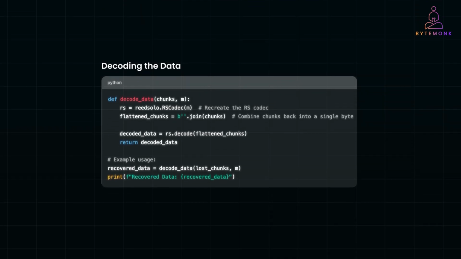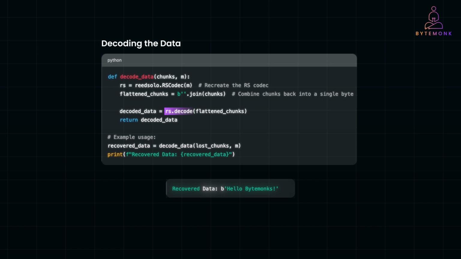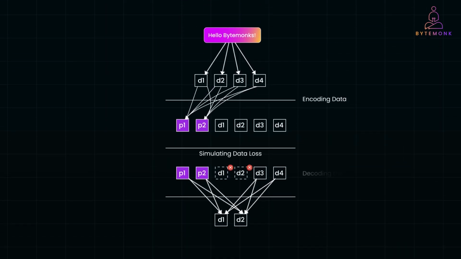Now, let's recover the original data using the remaining chunks. The Reed-Solomon algorithm reconstructs missing chunks using mathematical relationships stored in the parity chunks. So here, the rscodec.decode function uses the remaining chunks, both data and parity, to reconstruct the original data. And this demonstrates the power of erasure coding. We preserve the original data despite losing 2 chunks thanks to those parity chunks.